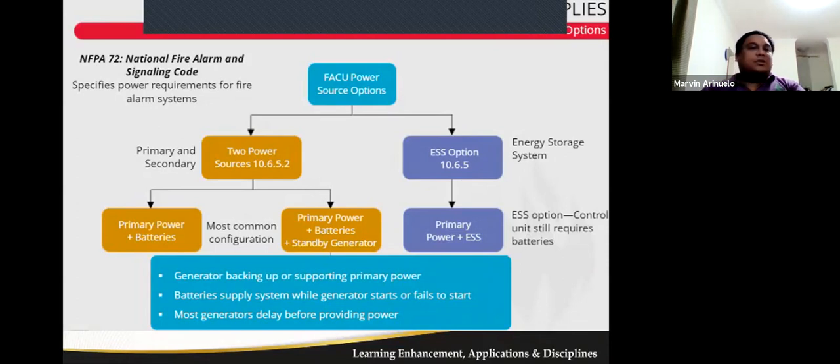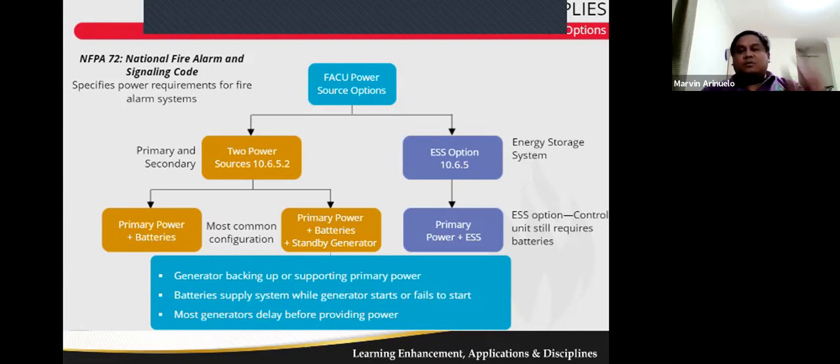In that configuration, the generator is backing up or supporting the primary power in case there is a power failure. And the batteries are provided to supply the system while the generator starts, or in case the generator fails to start. The generator will have a delay before it turns on to provide the power.